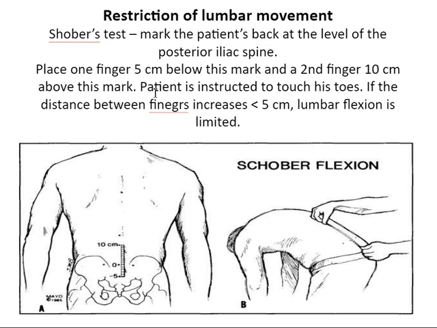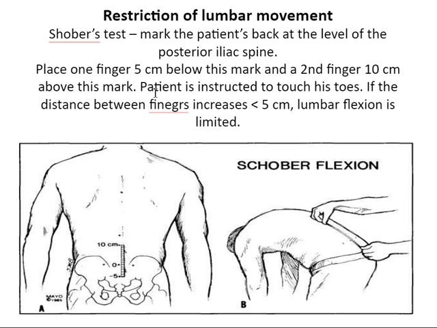Again, just like chest expansion, greater than 5 centimeters of expansion is normal. Even in the Schober's test, the distance between the 2 points should increase by more than 5 centimeters. If the distance between the 2 points increases by less than 5 centimeters, then the lumbar flexion is limited.